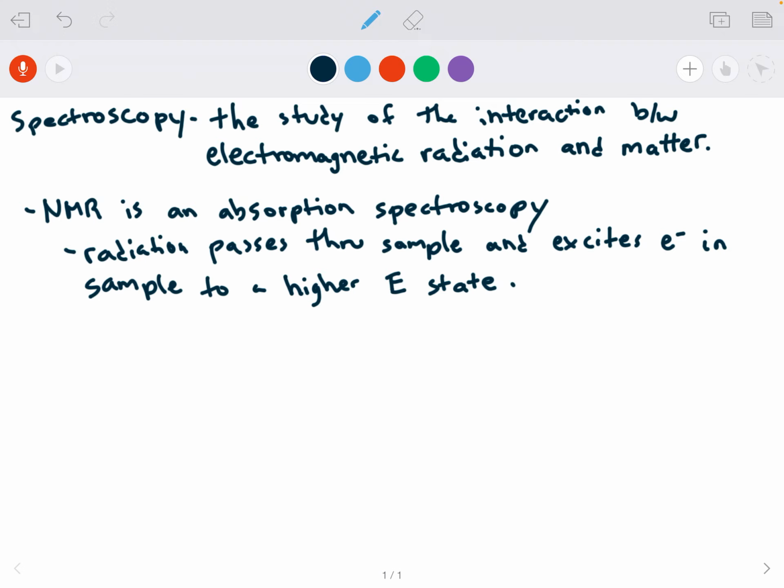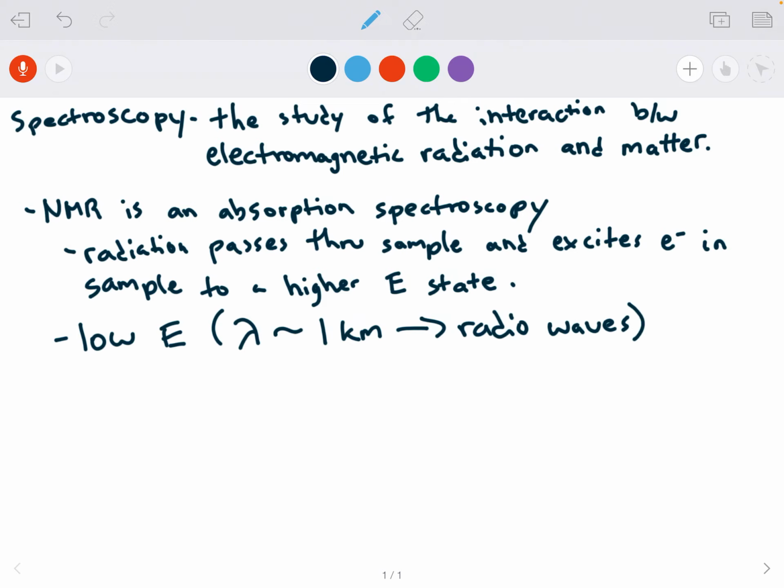Now, what type of electromagnetic radiation are we talking about? Because depending on what type you use, that determines what area of spectroscopy you're going to be undergoing. So NMR, it's low energy. We're talking about a wavelength around 1 kilometer, and that corresponds to radio waves. So you're using radio waves basically when you use an NMR instrument.